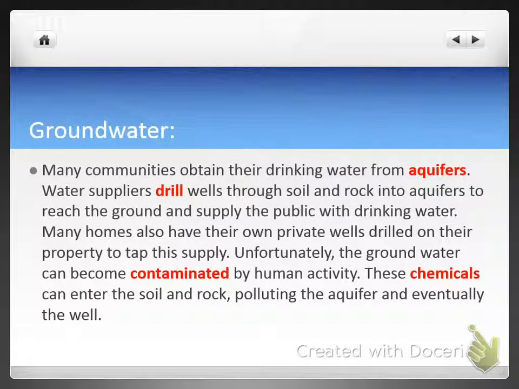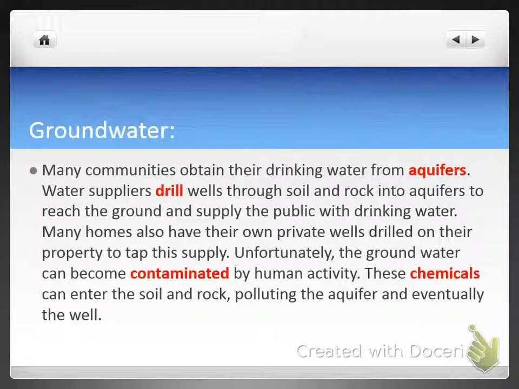Many communities draw water up from these underground aquifers. They drill down through the soil and the rock layer to get down into where the water is stored, and then they pump it up and supply the public with drinking water. And there are community wells, there are town wells, and then there are individuals in rural communities who have their own private wells. Groundwater does get contaminated, just like our surface water gets contaminated by human activity.